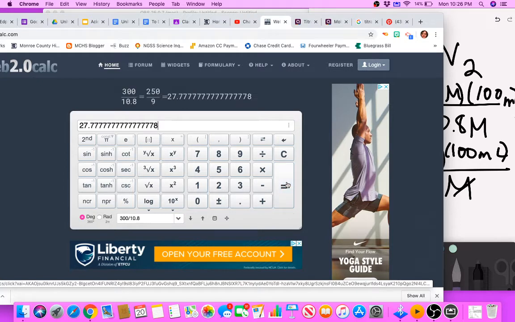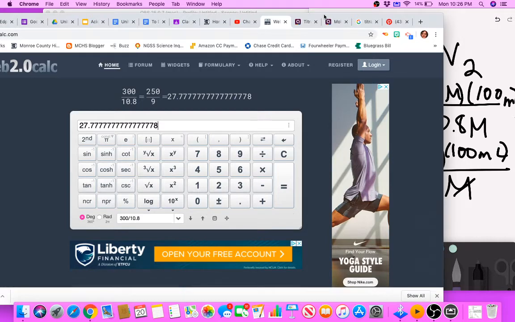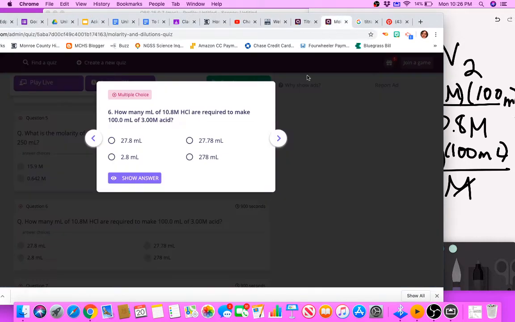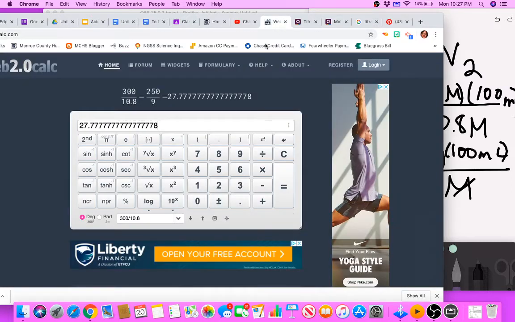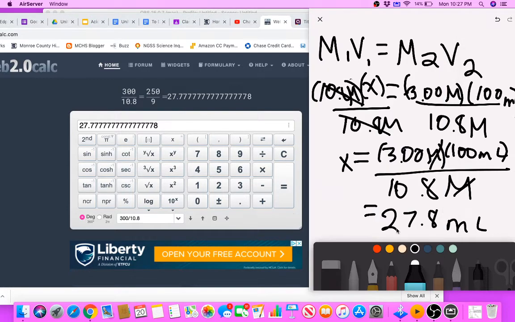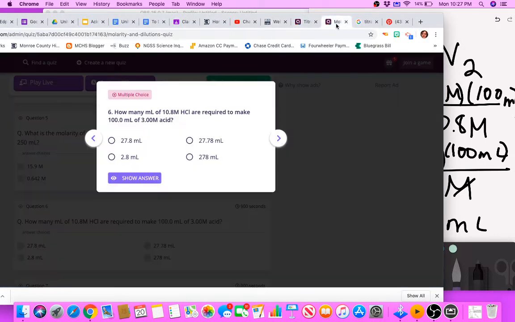What we're getting here is 27.77777. Let's look at our problem. It looks like the least number of significant digits was 3, so that means we need to give our answer to 3 significant digits. So 27.77 will round to 27.8. So 27.8 milliliters will be our answer. That's what I've written here, 27.8. Let's go see if we're correct. It looks like our answer should be this first one here, and that is correct.